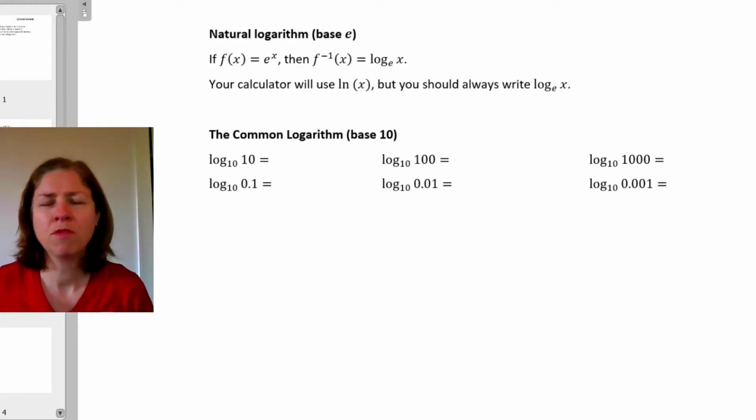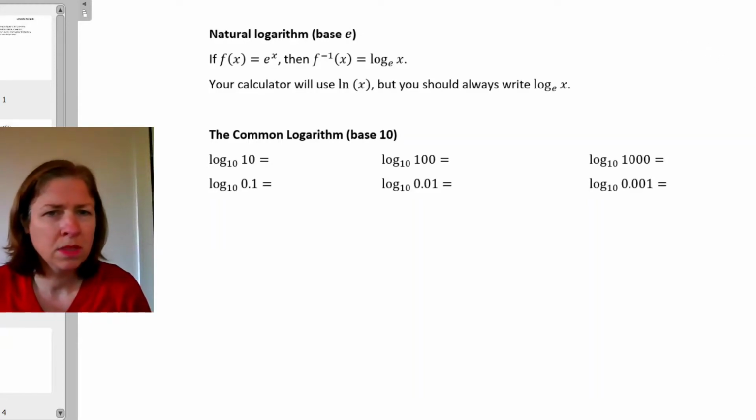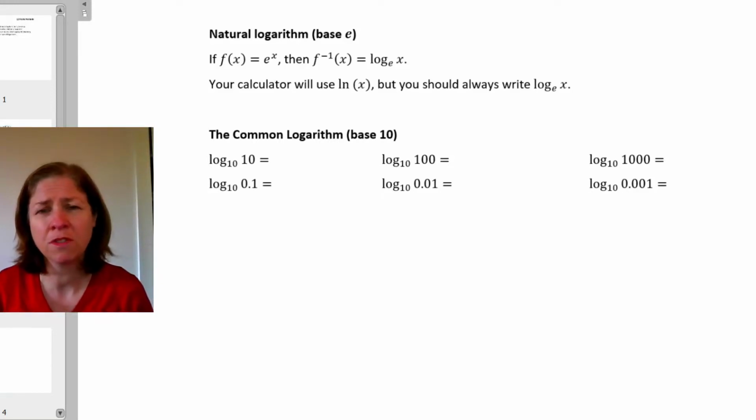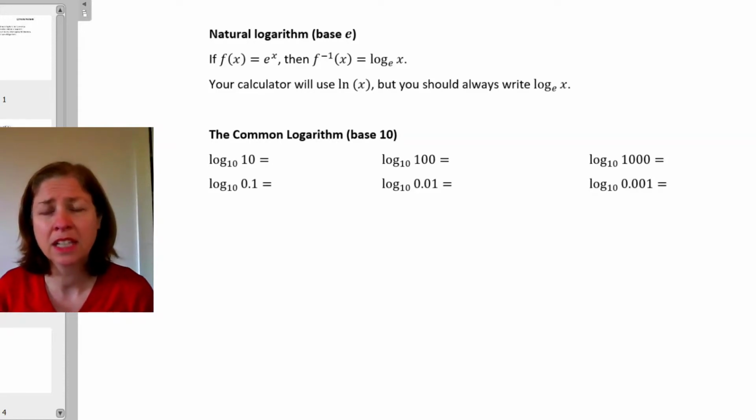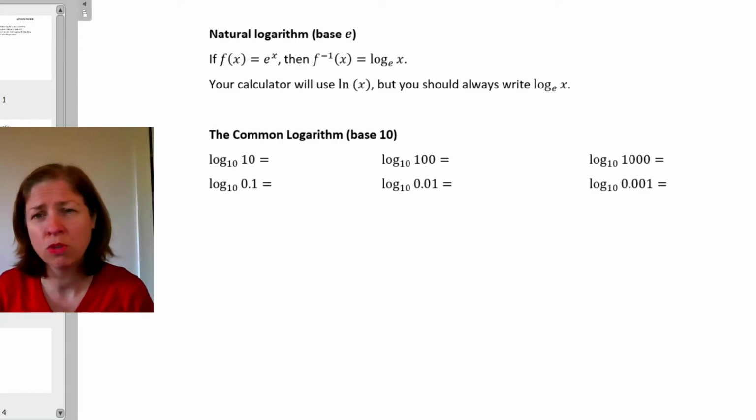Here are a couple of specific examples of logarithms. You've got the natural logarithm base e, and that's the one that we will deal with the most. So in this case, if f of x equals e to the power of x, then the inverse function of f is log base e of x. Please note that your calculator or some computers will use the notation ln of x, but in our writing we always use log base e of x because that's the mathematical way to write it. Ln is just a shortcut when we're using base e.